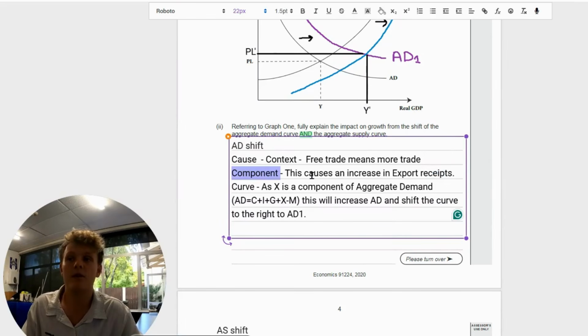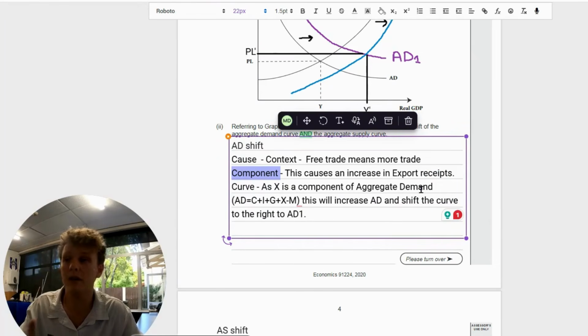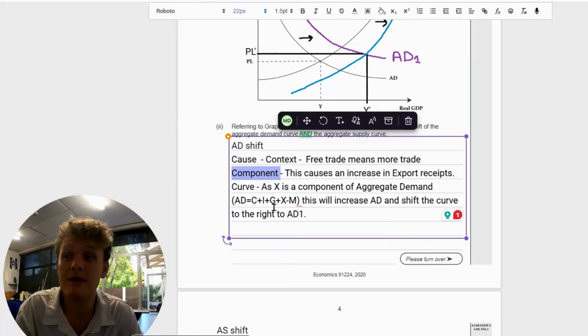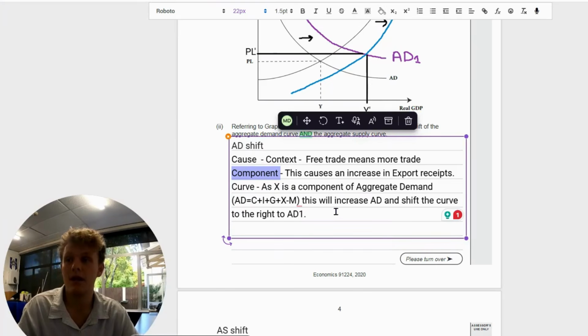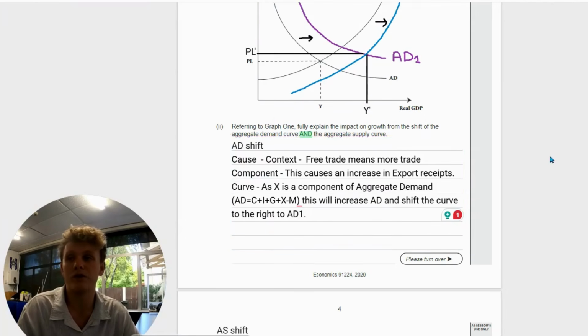Components: this causes an increase in export receipts. Then link the component to aggregate demand. For the curve, as X is a component of AD, AD equals C plus I plus G plus X minus M. This will increase AD and shift the curve to the right to AD1. We've not got our last C in there, which is our conclusion or a consequence, because we're going to do them both together as we have the Y to Y dash.